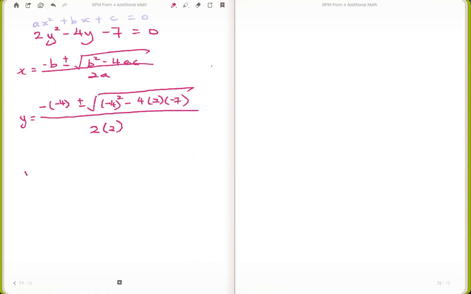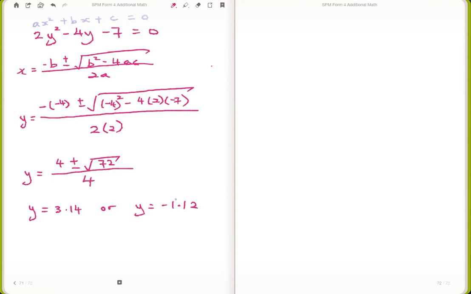Put in the calculator. You should get, this is negative and positive, plus or minus, 72 square root over 4. You solve this, therefore my y could be equal to 3.14, or y is equal to, you use the negative, negative 1.12.